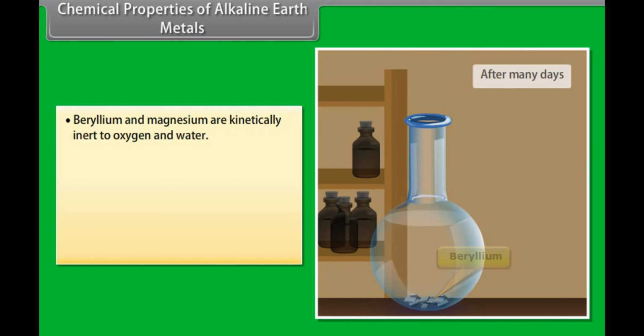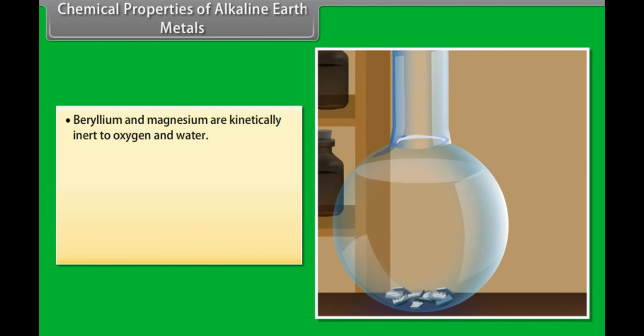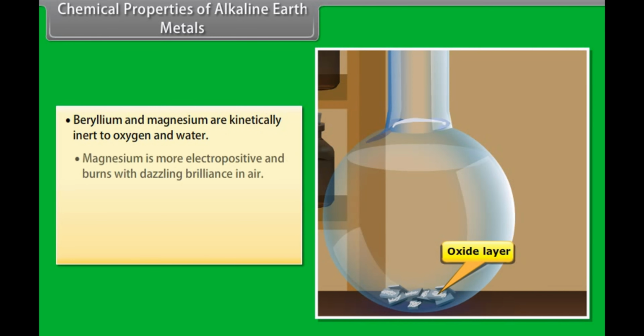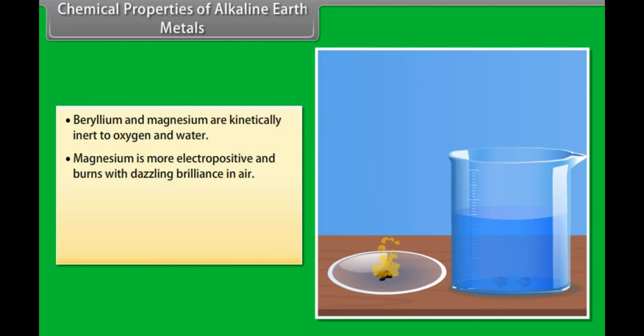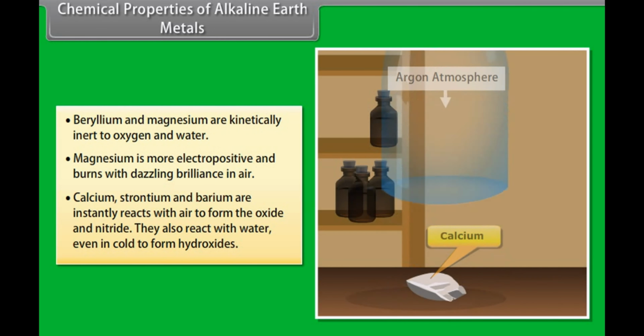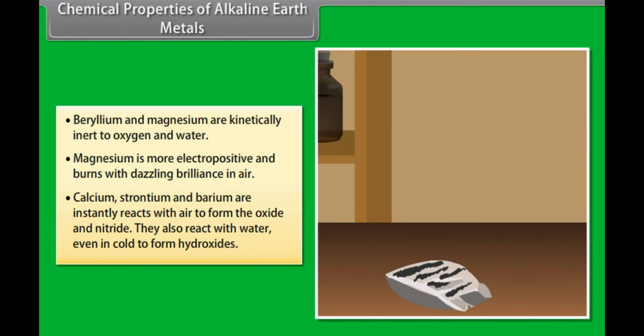Beryllium and magnesium are kinetically inert to oxygen and water. Magnesium is more electropositive and burns with dazzling brilliance in air. Calcium, strontium and barium instantly react with air to form the oxide and nitride. They also react with water, even in cold, to form hydroxides.